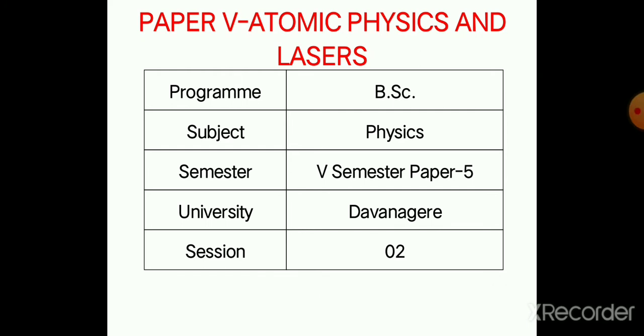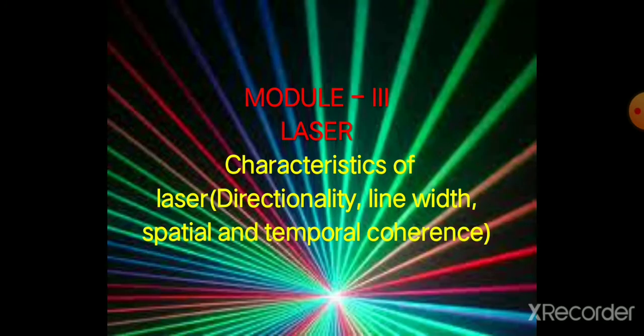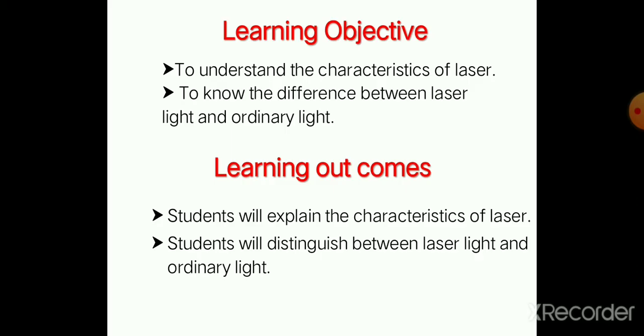In this second session, I am going to discuss the characteristics of laser. The learning objectives of this session are to understand the characteristics of laser and to know the difference between laser light and ordinary light. After this session, the students will be able to explain the characteristics of laser and distinguish between laser light and an ordinary light source.